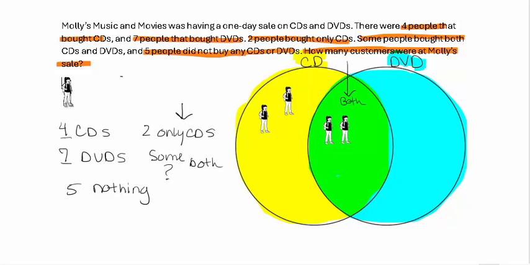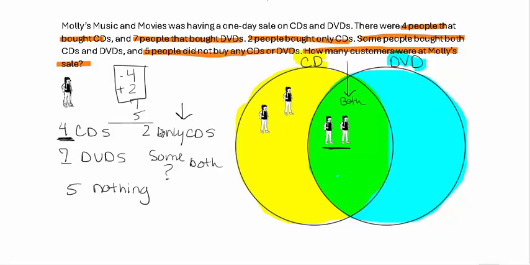So when we did this the first time, when we added up all the numbers, like 4 plus 2 plus 7 plus 5, we counted the 4 and the 2 as 2 separate numbers, and that gave us 6. But that's too many people because there wasn't 6 people that bought CDs. It was only 4 people altogether. So we had to take that 4 and put 2 of them here in the both area.